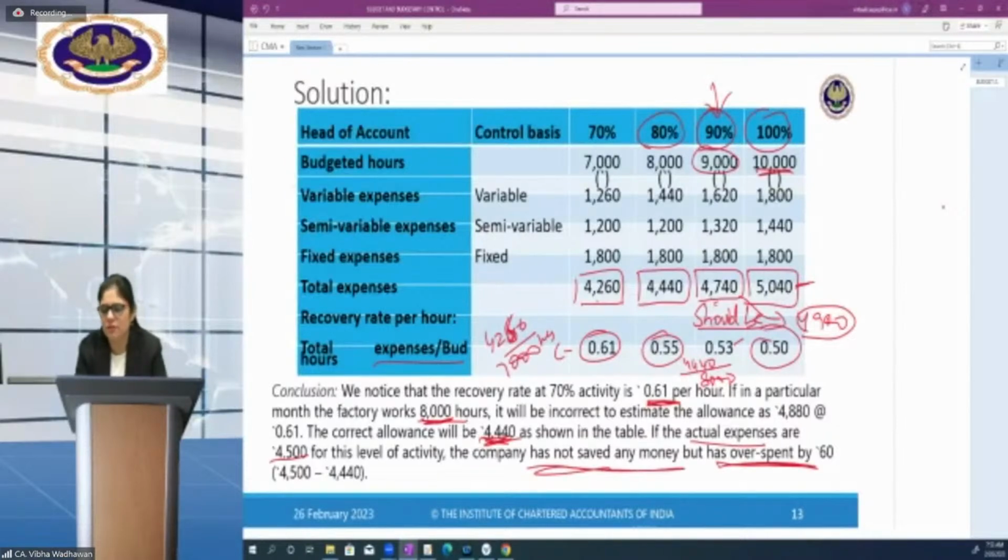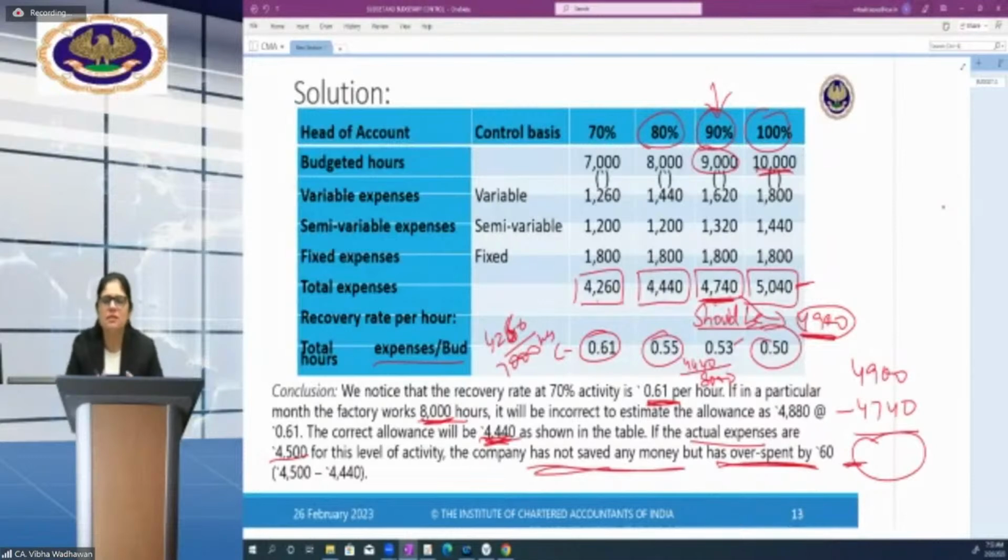Same, I've also given you another example. If the cost at 90% should be 4,740 and the actual cost comes to 4,900, that means the organization has overspent. So 4,900 is the actual cost minus the budgeted cost should be this. So whatever this is, it should be minus. That means the company has overspent.